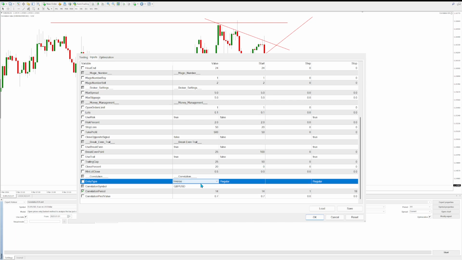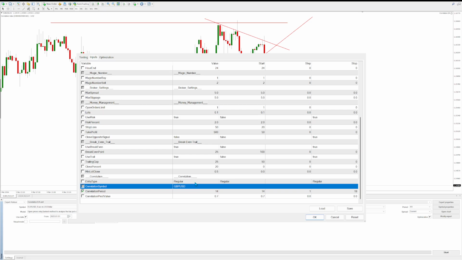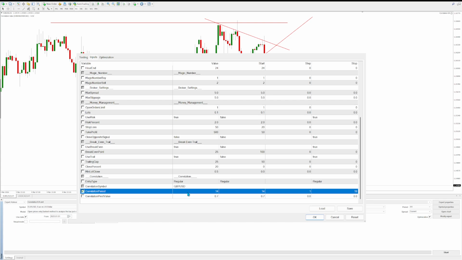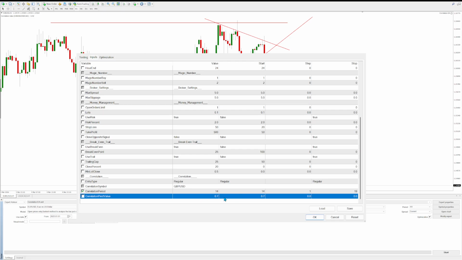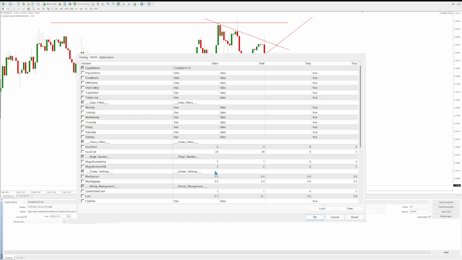Correlation. So this is whether you want to trade inverse or regular, so with or against the correlation. Correlation symbol, as we discussed at the start of the video, you can enter here, along with the correlation period and the pivot value, which is the value that will trigger a trade or a signal. Okay, so those are the settings, and you can customize according to your own preferences.